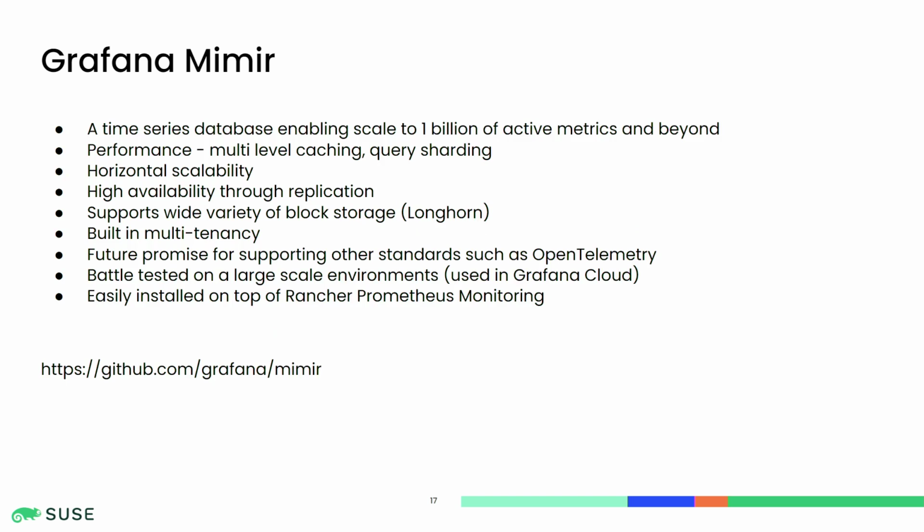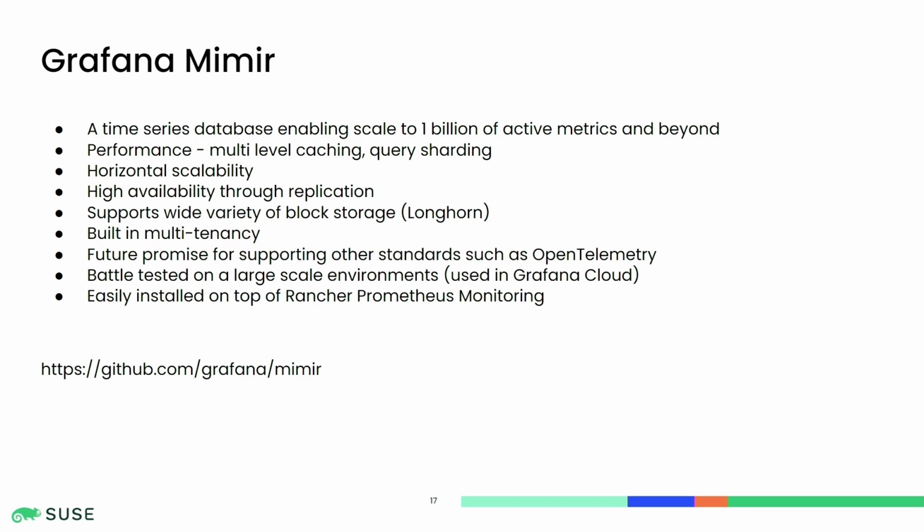So some more information about Mimir. As Yuri mentioned, it is a time series database, and it allows for up to 1 billion active metrics or more, and it's extremely performant, featuring multi-level caching and query sharding. This is extremely important for our use case where we're trying to manage tens of thousands of downstream clusters, meaning that a lot of information is going to be sent to Mimir at once, and we need to make sure that Mimir doesn't get overloaded. This comes with horizontal scalability and high availability through replication. This will be touched on more later, but this is just to highlight the scalability of Mimir.